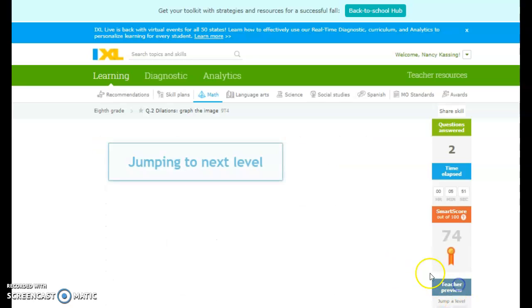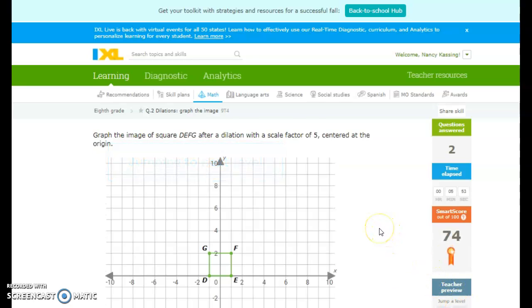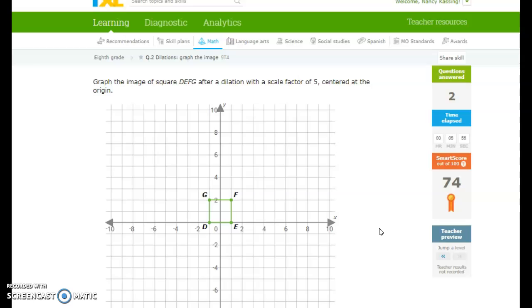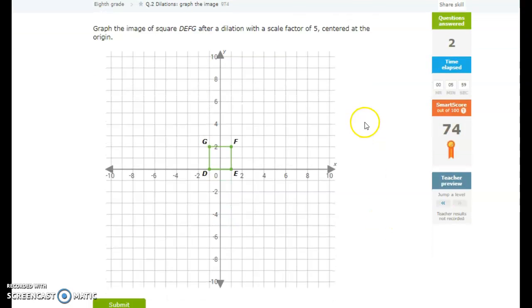Okay, let me jump up a level again. Let's try one more. Okay, this one has a scale factor of 5. Graph the image of the square after a dilation with a scale factor of 5 centered at the origin. Again, things we have to know: scale factor of 5 centered at the origin. We always have to know that for a dilation. So let's start right here.